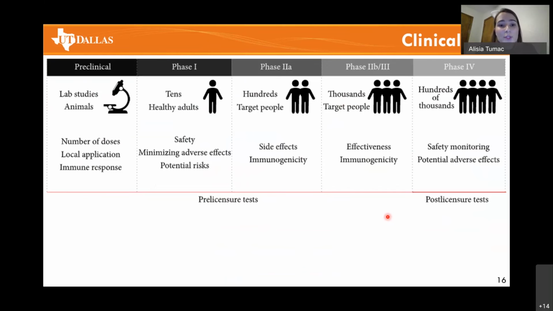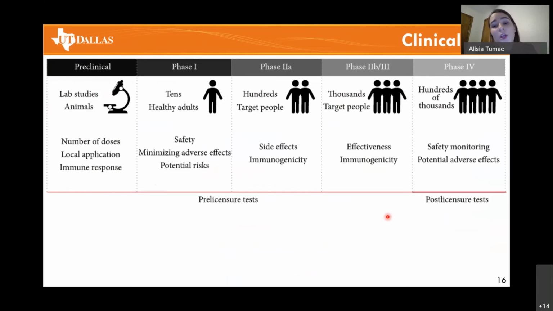If there are no severe adverse effects, then it will go into phase 2A. It will get administered to hundreds of target people. And this will monitor for more minor side effects, such as ulcers at the site of injection or inflammation. And they will also monitor immunogenicity further.